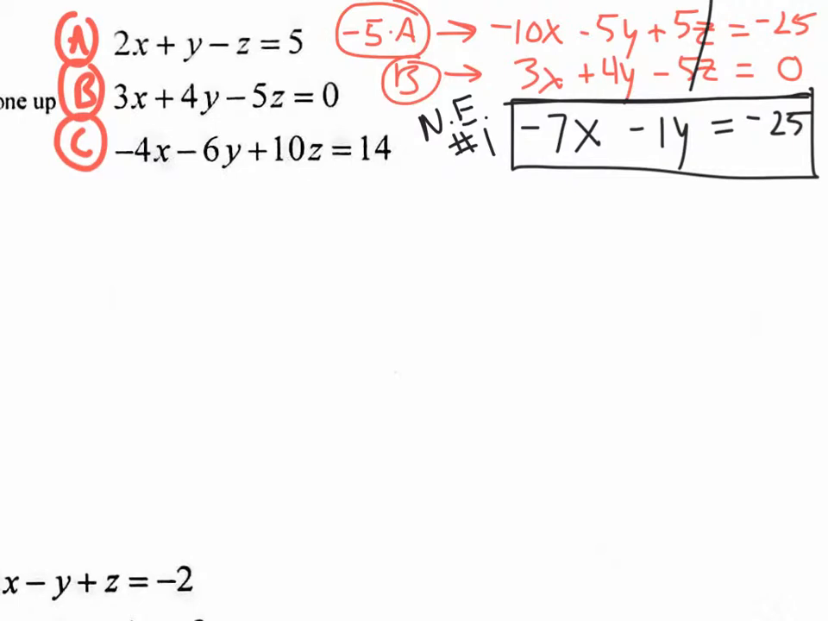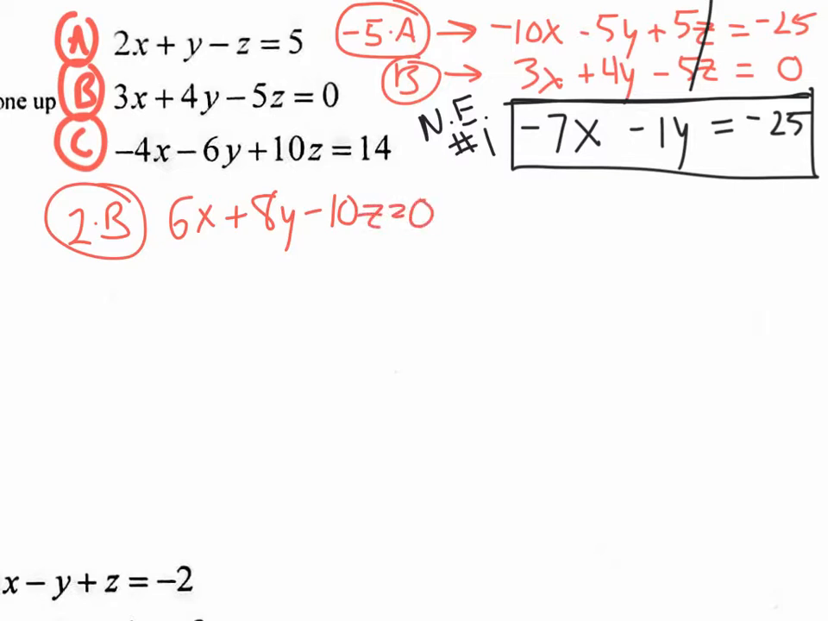And how am I going to change B to cancel out the positive 10z down there? You're going to multiply B by what? By 2. That's right. So we're going to show this as the notation 2 times B, and I'm going to circle it. It's very important that you label it so you keep track of what you're doing. And 2 times B will be 6x plus 8y minus 10z equals 0.